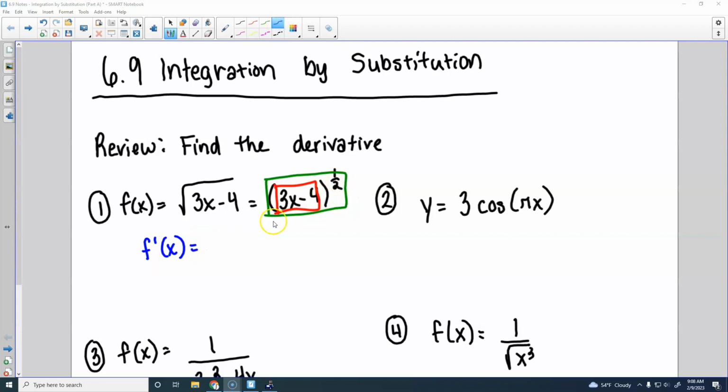We got to do chain rule, so we'll have 1/2. We'll leave the stuff on the inside exactly the same. And we'll make this to the -1/2. And then we will multiply by the derivative of the inside, which is just going to be 3. Which will give us, if we simplify that out a little bit, 3 over 2 square root of 3x minus 4.